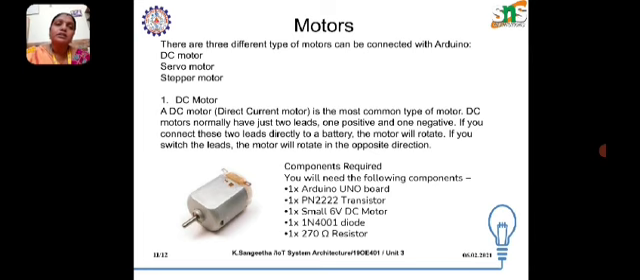There are some additional components required to connect the Arduino with the DC motor. These are an Arduino board, a PN2222 transistor, a 6 volt DC motor, a 270 ohm resistor, a 4.7 kilo ohm resistor, and a 1N4001 diode. These are the components required to connect the motor with the Arduino board.